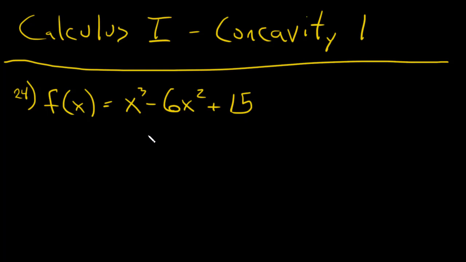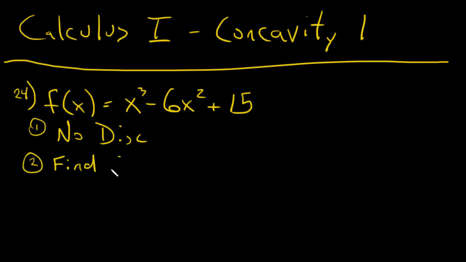Alrighty. So first thing we want to do, are there any discontinuities? There are no discontinuities whatsoever. So it's a nice polynomial. We can move on to the second part. And so the second part was find the critical numbers, right? So what are the critical numbers? Well, first thing we need is to take the derivative. So f prime of x is going to equal 3x squared minus 12x.